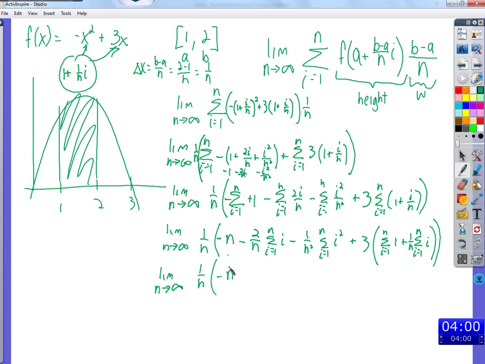We used a formula here. There's a formula for this one. It's n times n plus 1 over 2. So this is 2 over n times n plus 1 over 2, minus this one here. This is 1 over n squared times the summation formula for this one, which is n times n plus 1 times 2n plus 1 over 6.